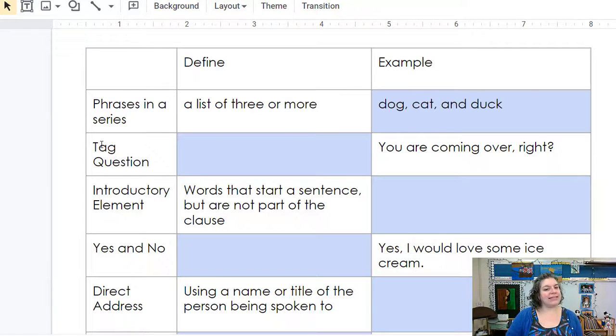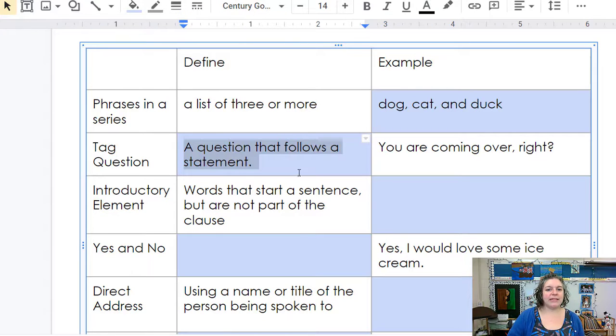The next thing we're going to look at is a tag question. So an example of a tag question is, you're coming over, right? So this is a question that follows a statement. So the statement is, you are coming over, and then the question is just this word right. This is anything where you're just checking for agreement. So you make a statement, comma, ask a mini question. Usually it's only 1 to 3 words. That's just checking to see if someone agrees with whatever has been said.